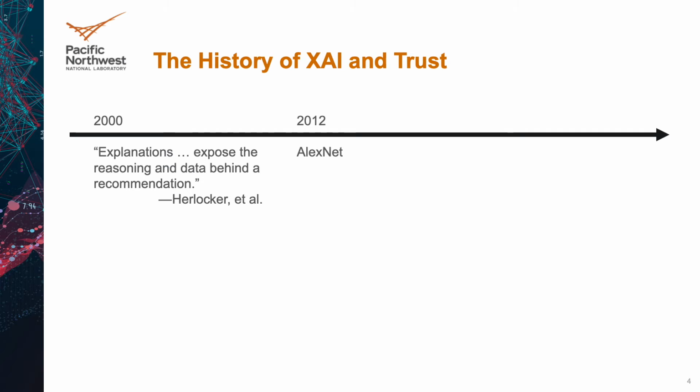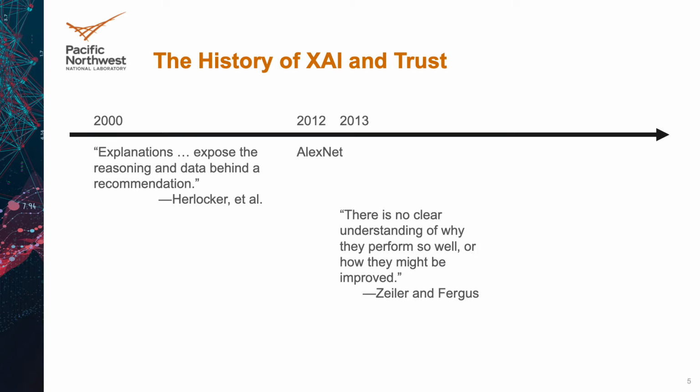However, the more recent successes in the field of deep learning on the image domain have had a profound effect on AI and explanations. In 2012, the now famous model known as AlexNet made its debut, and many subsequent deep learning models followed. However, researchers quickly pointed out that there is no clear understanding of why they perform so well or how they might be improved.